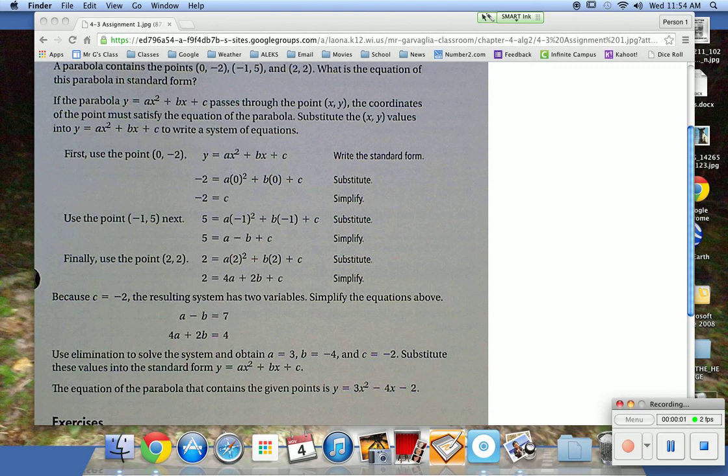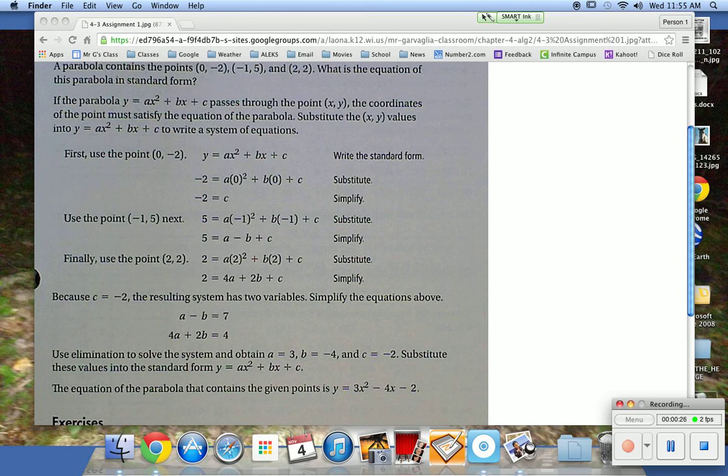All right, we're going to Chapter 4, Section 3. If you take a look here, you want to create a parabola that contains the points, in this case (0, -2), (-1, 5), and (2, 2). And you want to write the equation in standard form. Your standard form is y equals ax squared plus bx plus c, right?